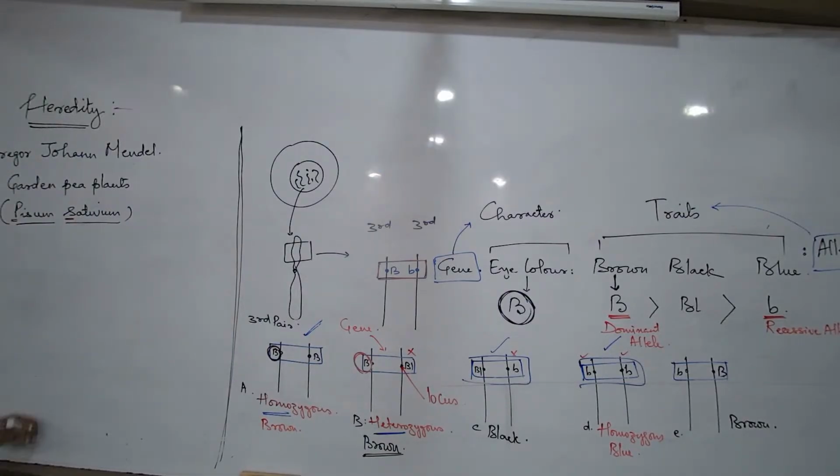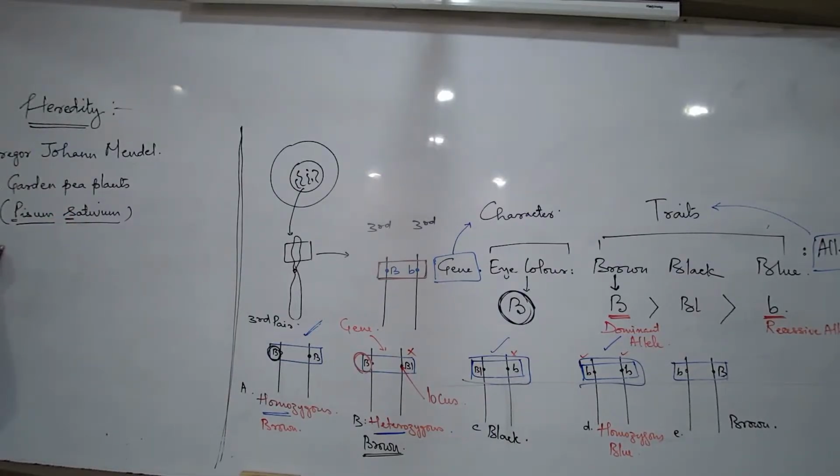Now, I said, name the experimental plants. Name the plants on which Gregor Johann Mendel had performed his experiments. What is the answer? If the common name is asked, write this. If the scientific name is asked, write this, as per the question. Write down the scientific name: Pisum sativum. P-I-S-U-M, S-A-T-I-V-U-M.